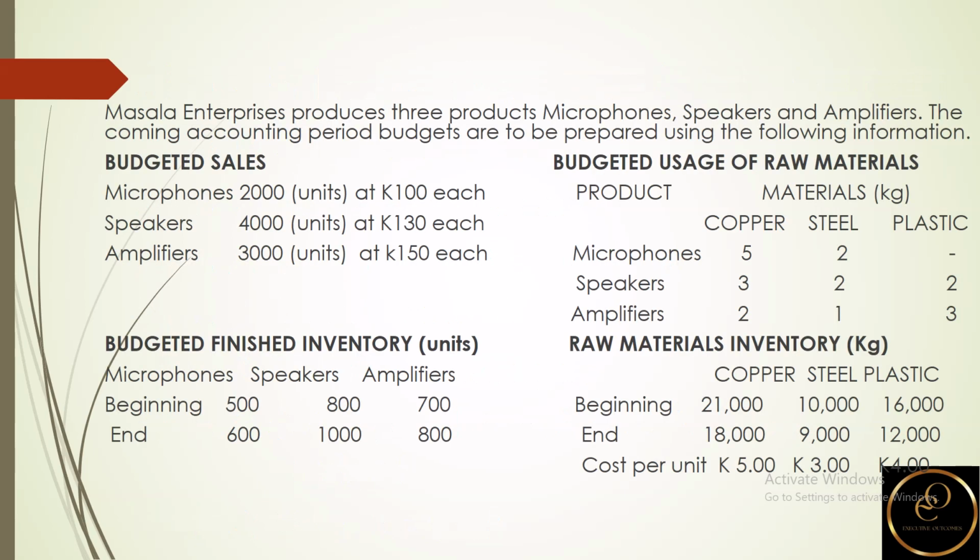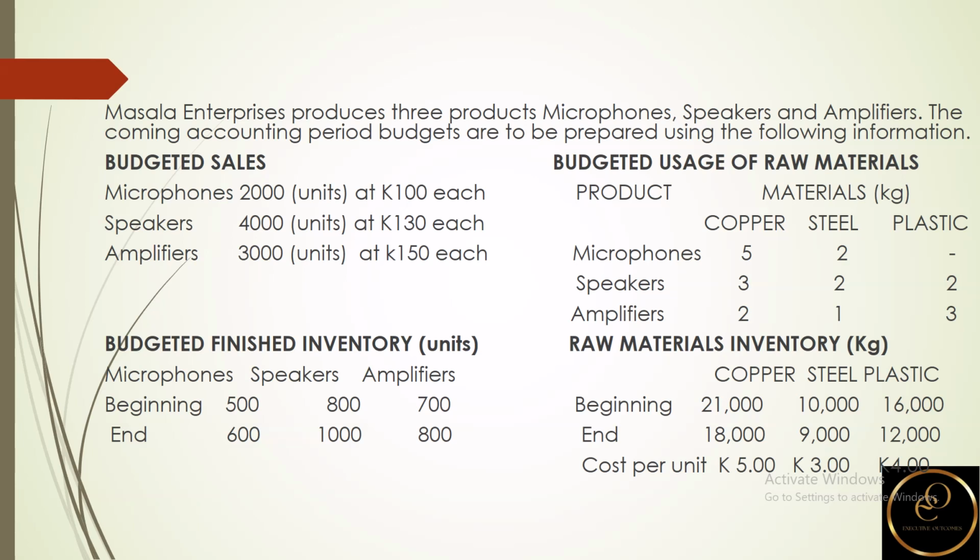Now let's look at a practical example that we're going to run with, so that we see how a functional budget can be prepared. In this particular case, we are looking at Masala Enterprises, which produces 3 products, namely microphones, speakers, and amplifiers.